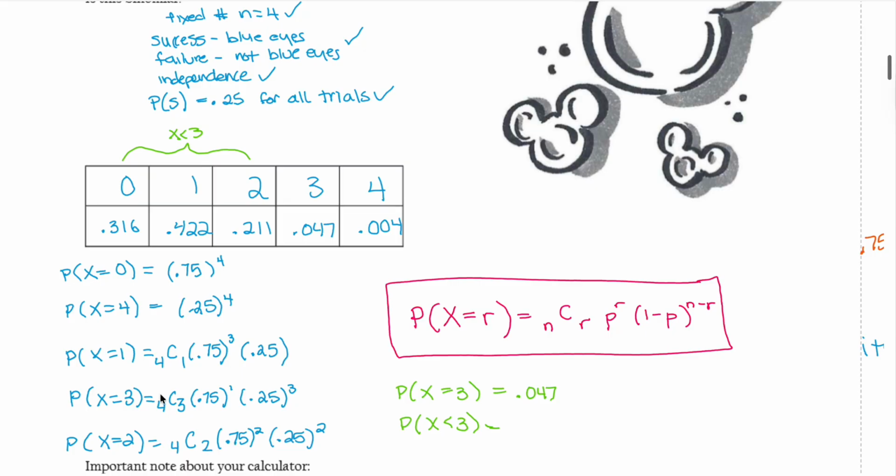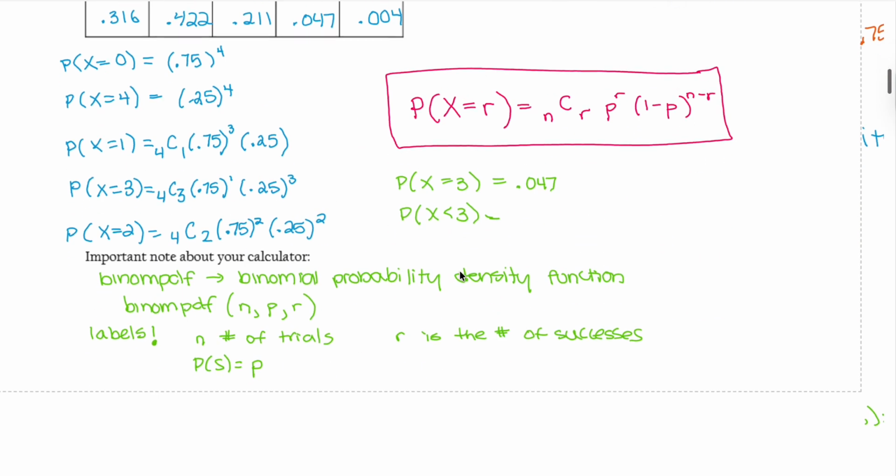Okay, and then we just do the same thing for the rest of the values, plugging the values into here. And finally, we get all of those probabilities. We can fill out the table right here.